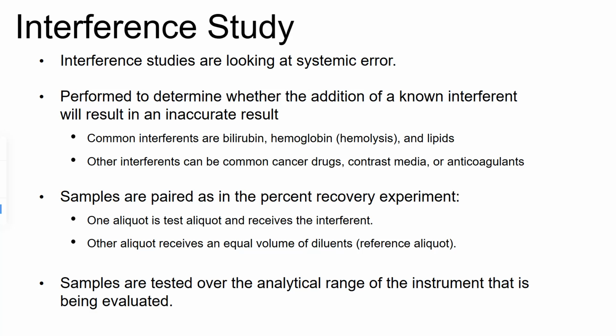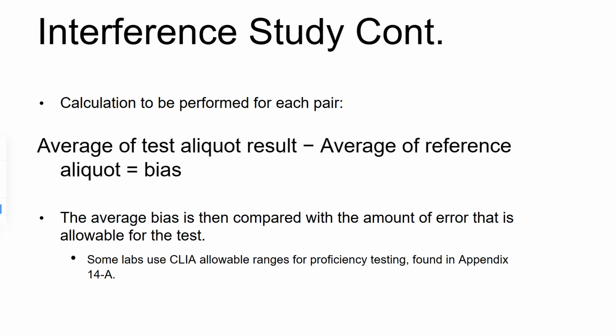Samples are paired as in the percent recovery experiment. One aliquot is the test aliquot, and it receives interferent. The other one is the reference aliquot, and it receives diluent. Samples are tested over the analytical range of the instrument that is being evaluated. Then you take the average of the test aliquot result minus the average of the reference aliquot to get the bias. The average bias is then compared with the amount of error that is allowable for the test.